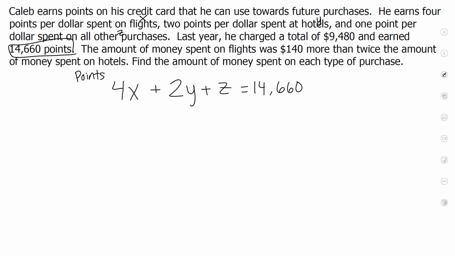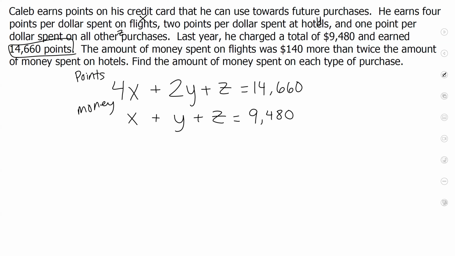Now let's do an equation involving money. The amount of money spent on flights, hotel, and other purchases came out to $9,480. That's my money problem.